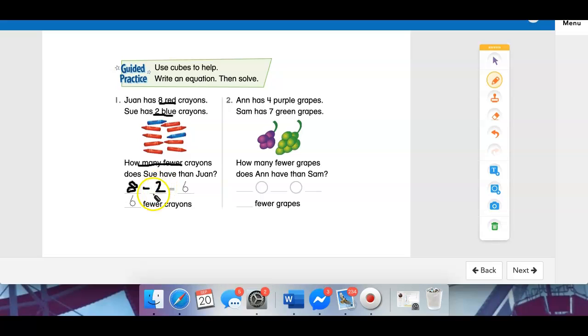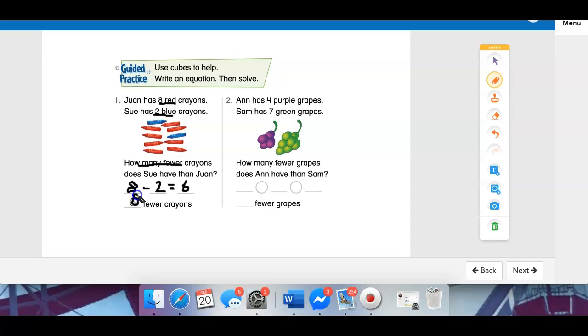So how many fewer crayons does Sue have than Juan? If Sue has 2 and Juan has 8, I know that is going to equal 6. What we can do to figure this out, because not everyone knows that 8 minus 2 is 6: if you hold up 8 of your fingers and you put 2 of them down, how many are you left with? You are left with 6.